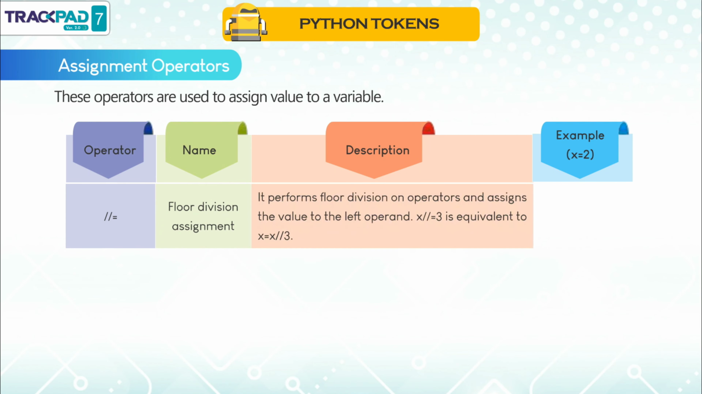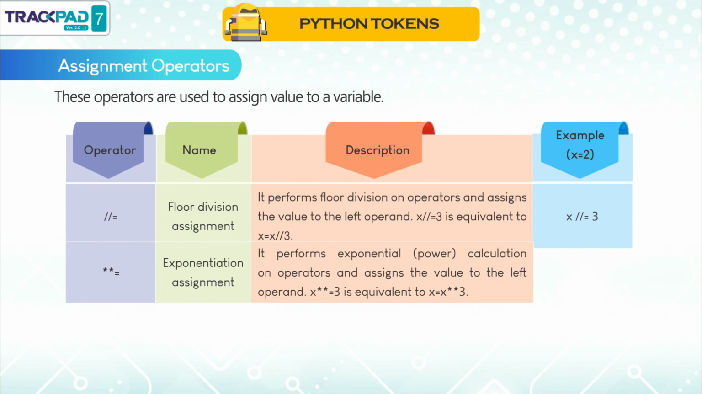//= floor division assignment. It performs floor division on operators and assigns the value to the left operand. x //= 3 is equivalent to x = x // 3. **= exponentiation assignment. It performs exponential power calculation on operators and assigns the value to the left operand. x **= 3 is equivalent to x = x ** 3. x **= 3.